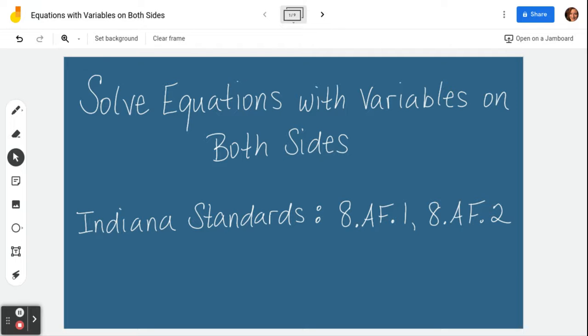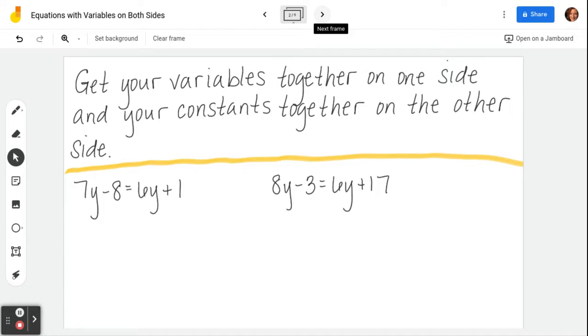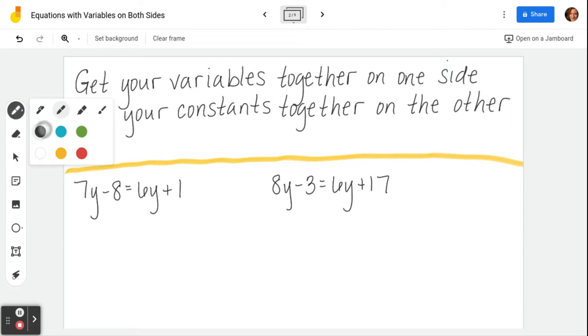Today we're going to be solving equations with variables on both sides of the equal sign. So the goal on this is to get your variables together on one side. Some people prefer that their variable always be on the left. For me, it doesn't matter. I try to avoid negatives at all costs because that tends to be where you have the most common silly little mistakes. But as long as you've got your variables on one side and your constants, your normal numbers together on the other side, then it all works out in the end.